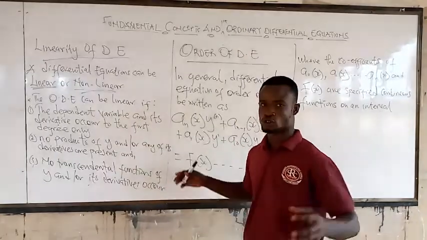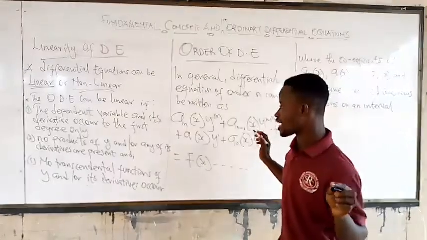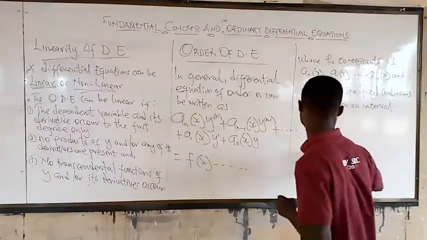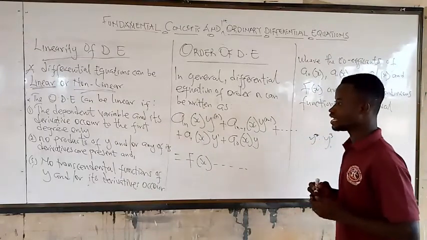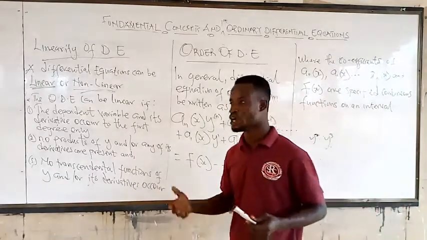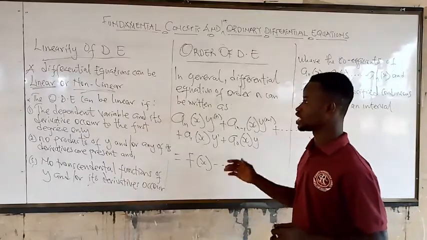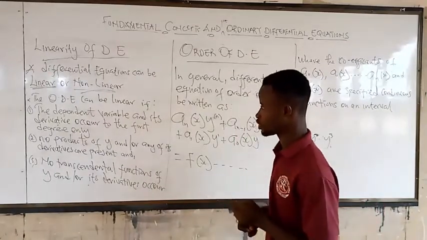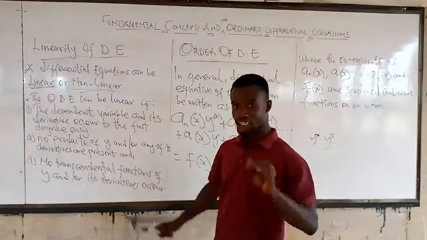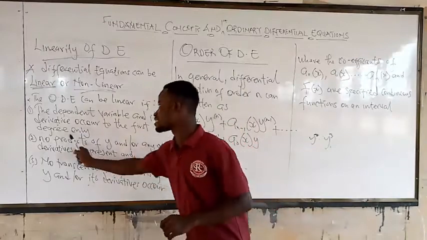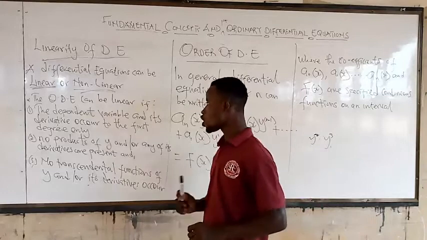No product of y. That means that y squared cannot be linear. If y cubed or y squared is among the differential equation, it is seen to be a non-linear differential equation. Let me explain this one well for you. The dependent variable, that is y, and its derivatives occur to the first degree only.